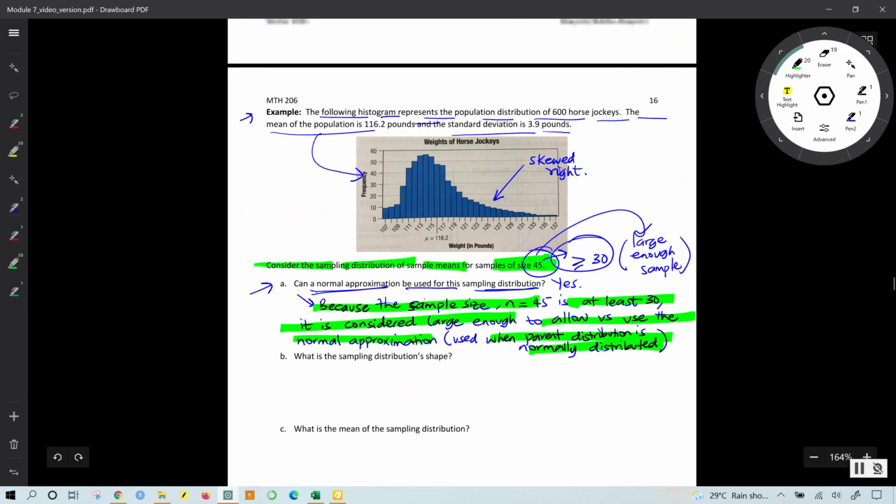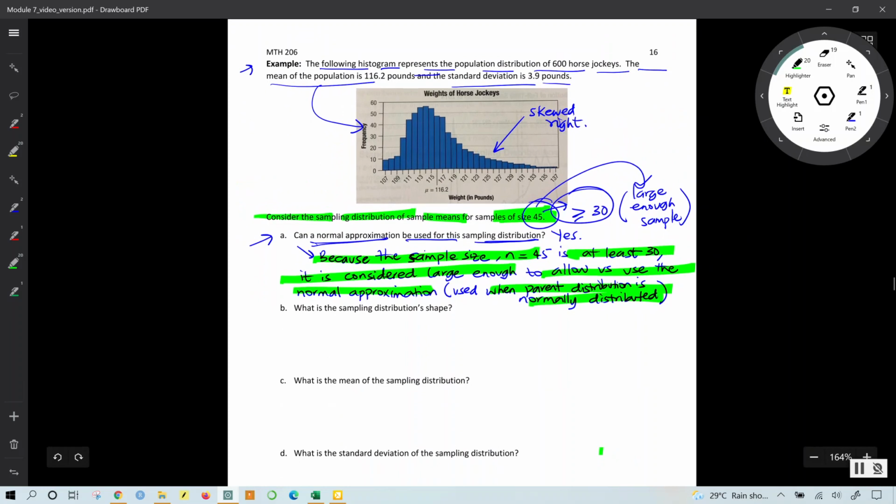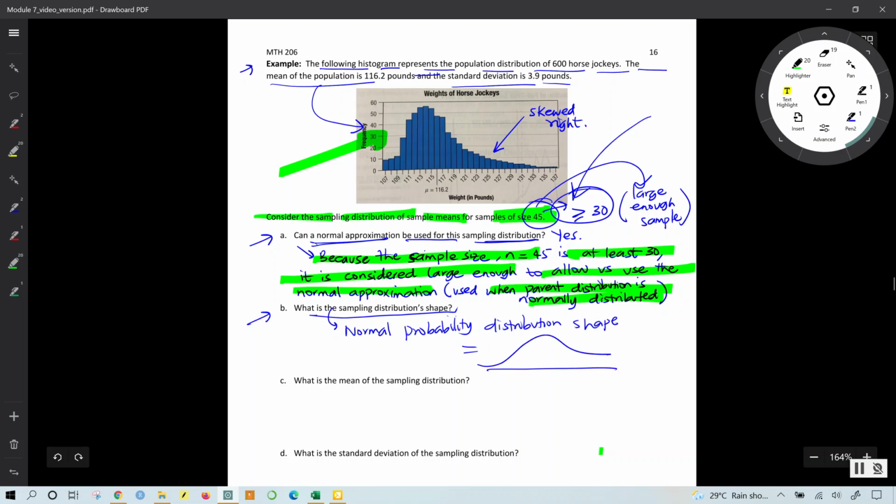In a nutshell, all we are saying here is this. Even though the parent distribution is not normal, as long as the sample size is large enough, that is at least 30, we can still say in question B that the shape of the sampling distribution is the normal probability distribution shape, which would look something of the sort. And of course, that would mean that we'll need the mean and we'll need the standard deviation.